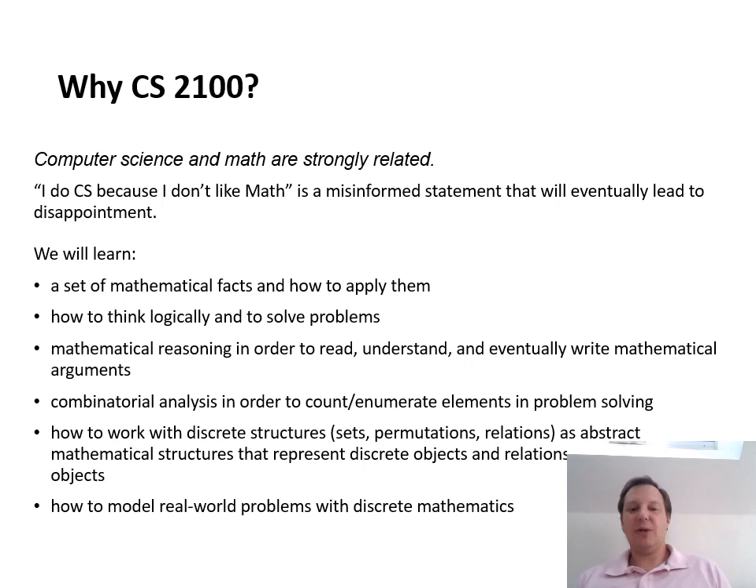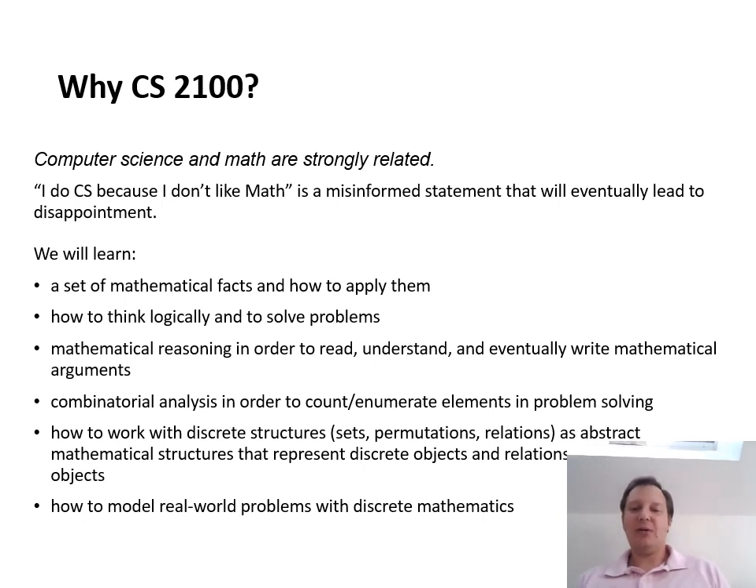So throughout this course, we will learn a set of mathematical facts and how to apply them in realistic settings, how to think logically and how to solve problems. We will learn about mathematical reasoning in order to read, understand, and eventually write mathematical arguments. We will do combinatorial analysis in order to count or enumerate elements in problem solving. We will learn how to work with discrete structures, such as sets, permutations, relations, as abstract mathematical structures that represent discrete objects and relations between them. And finally, we will learn how to model real-world problems using these discrete mathematical concepts.